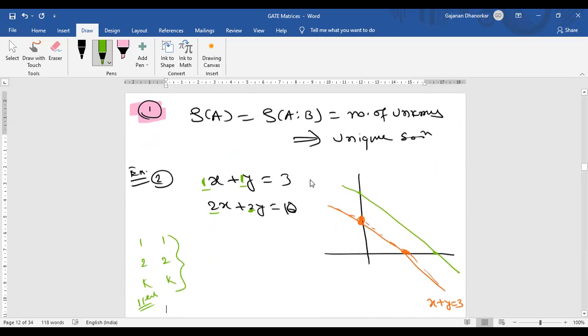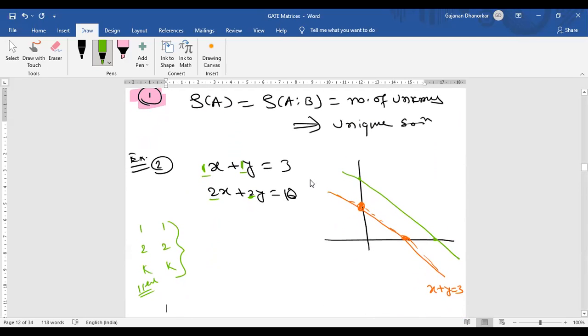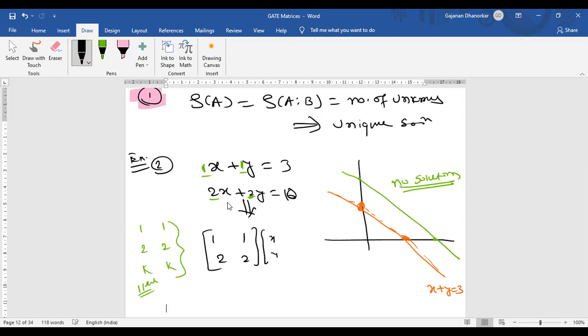Is there any intersecting point? No. Therefore there is no solution in this condition. Now I will check how we talk about the rank of the matrix. Now I will write this in matrix form. What will the matrix form be? 1 1, 2 2, times x y, equals 3 and 6. Is it right? This is our AX.